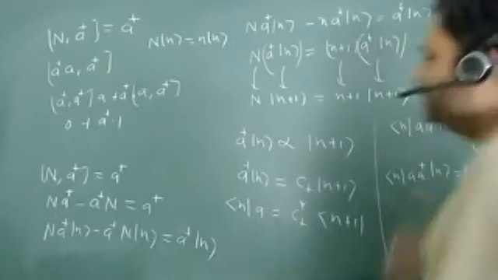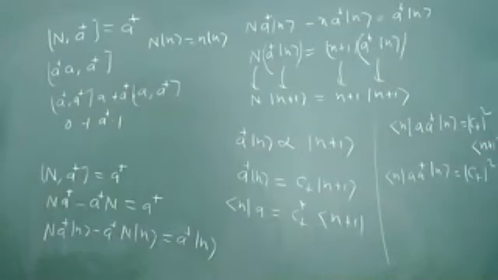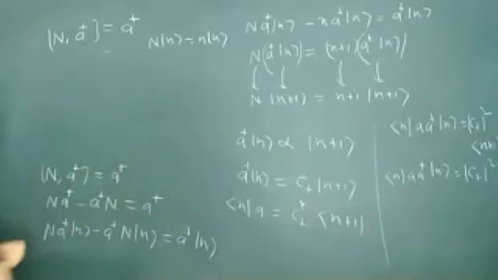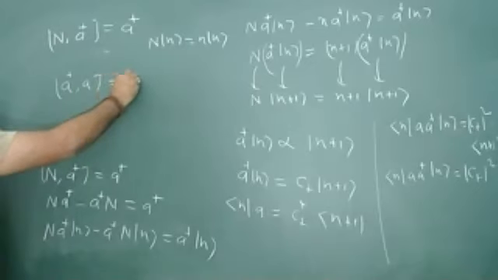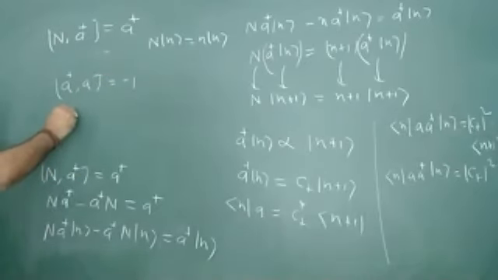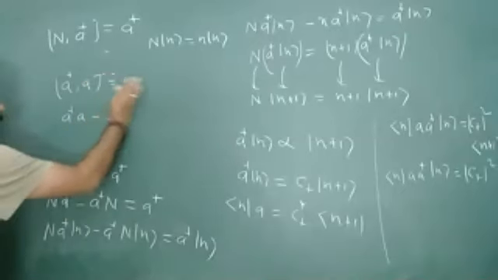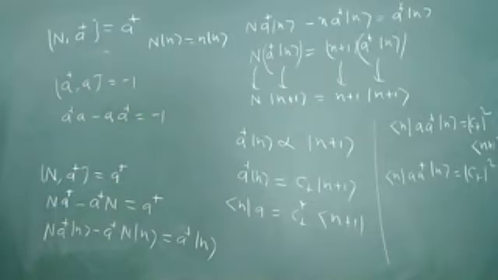What is A A dagger? No, no, no, you have to figure it out again. What will be A A dagger? We have the commutator of A and A dagger equal to 1, so A A dagger minus A dagger A is equal to 1.